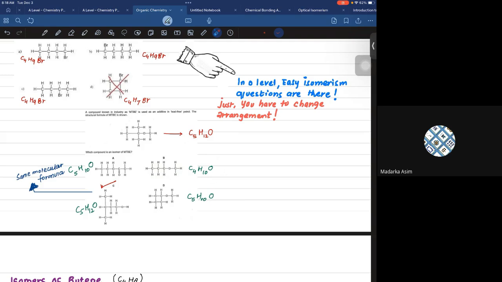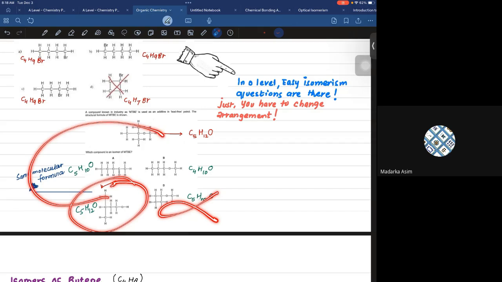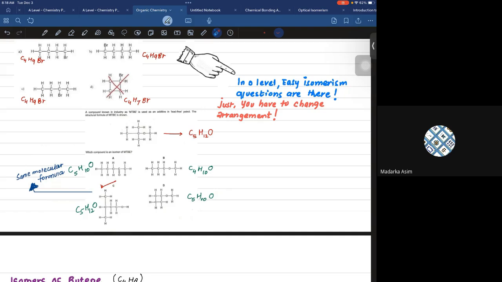So, what formula is not same? Okay, its formula is the same. C5H12O. When the formula is same, it should be an isomer of this compound. So they are isomers of each other, because the molecular formula is same. It's very simple. Okay.